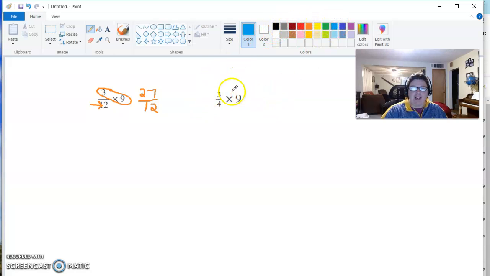Let's move over and try 3/4 times 9. I also want you to know that any whole number can be made into a fraction by simply putting a 1 under it. So when you're multiplying fractions, it's like 3 times 9 equals 27. And then multiply the bottom numbers. 4 times 1 is 4. So you can put the 1 there. You don't have to. Up to you.